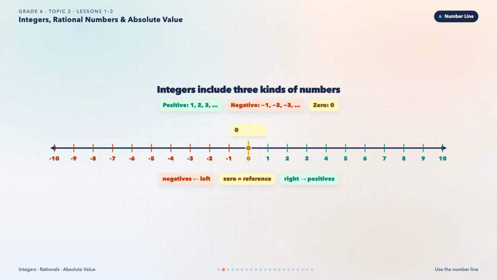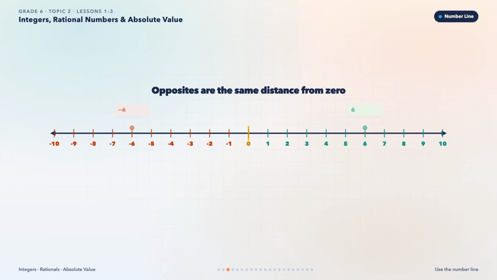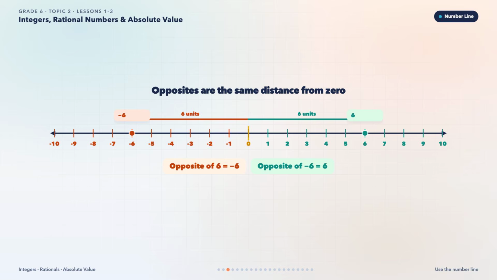Remember this idea. Numbers on opposite sides of 0 that are the same distance from 0 are called opposites. Look at negative 6 and positive 6. The arrows from 0 are the same length. The opposite of 6 is negative 6. The opposite of negative 6 is 6.